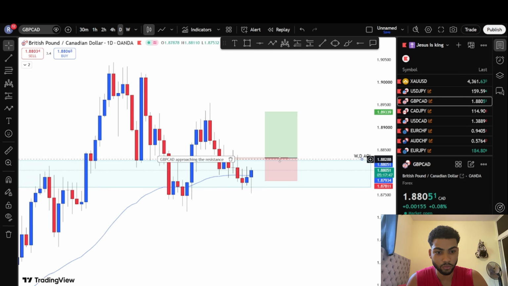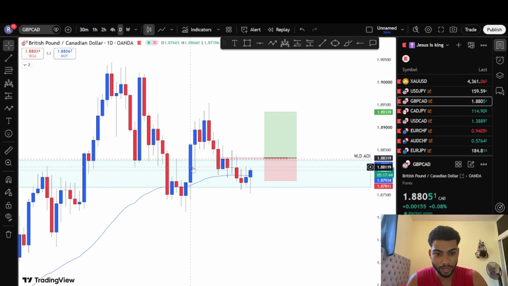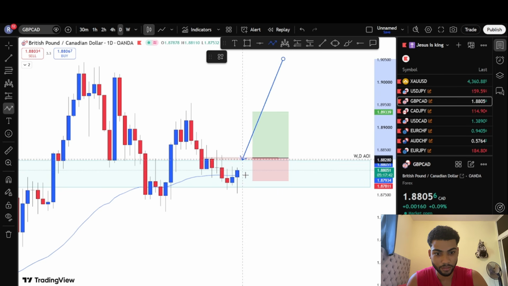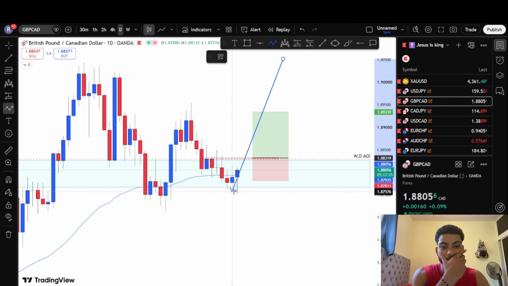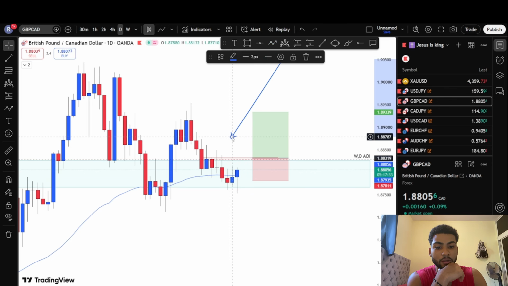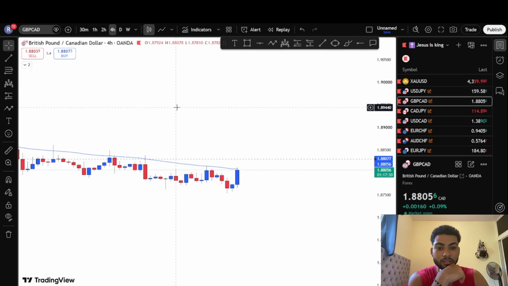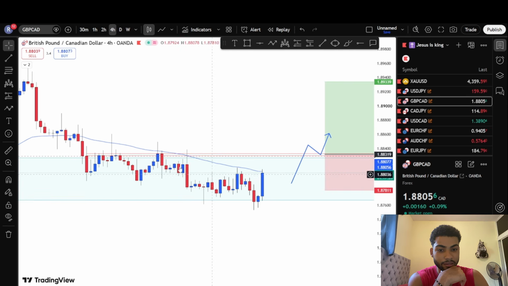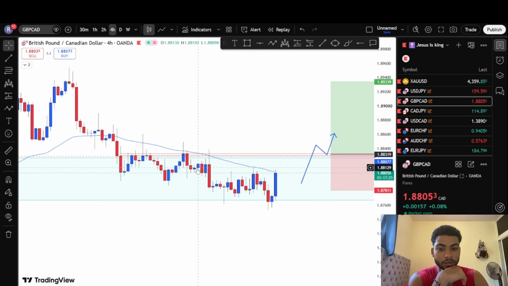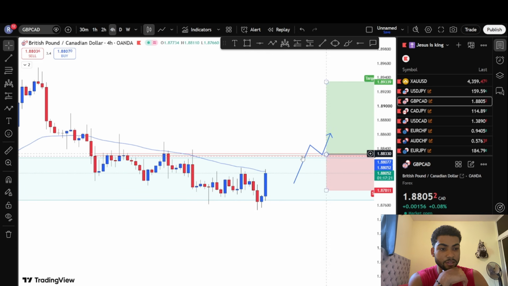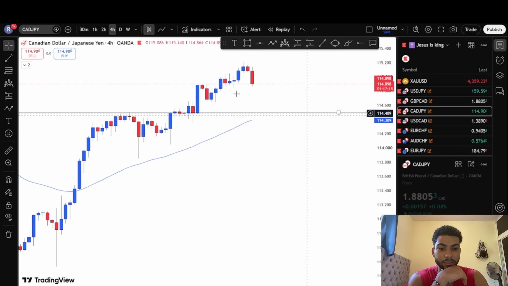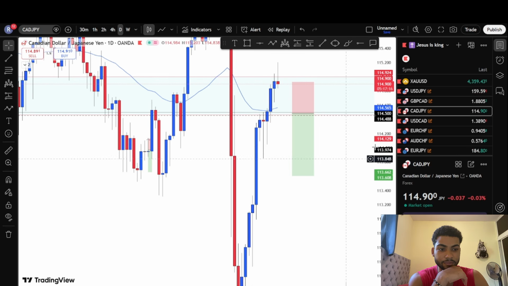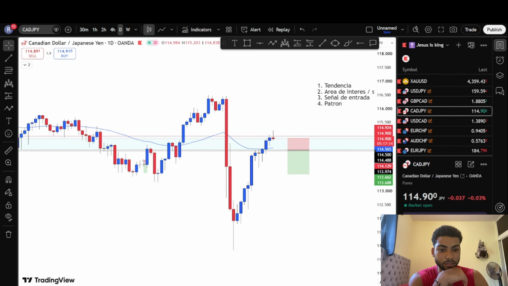GBP CAD, I'm waiting for price to have a reaction from this support level. I love how price created this doji right here, and I also love that rejection from this support. But what I'm waiting for is this break and retest, as I was talking about before. I'm waiting for price to break above this area and then use it as a support to then buy. And CAD JPY, it's also a market that I'm interested in trading.